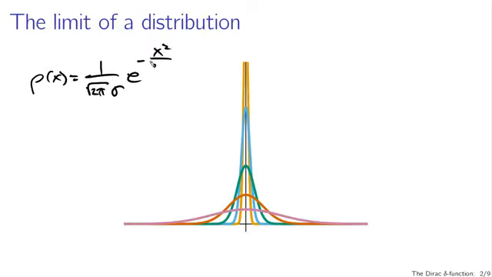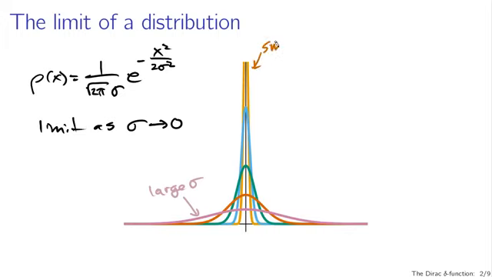function, squared over 2 sigma squared, the limit as sigma goes to 0 of this function gives you something that is very much like the delta function. This is not the only way to define the delta function, but if we start with, for instance, this purple curve here at large sigma, and this orange curve here at small sigma, as sigma gets smaller and smaller, the distribution gets narrower and narrower and taller.